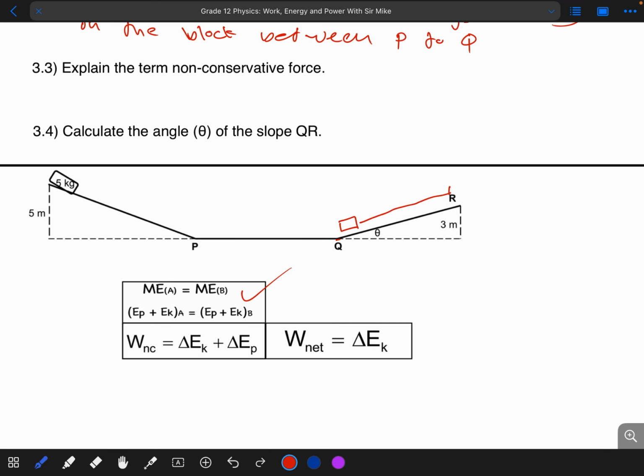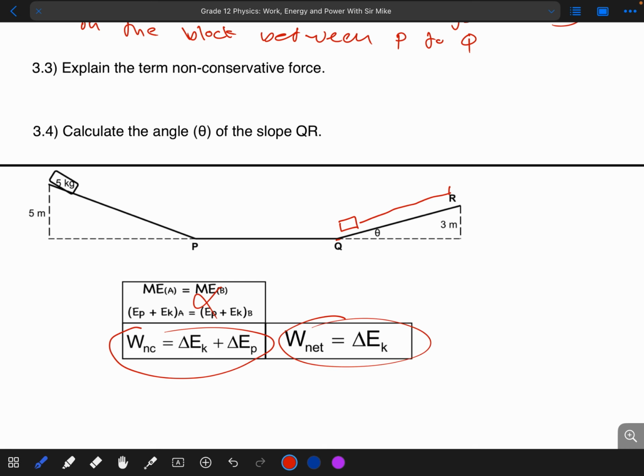But in this case we cannot actually use this principle there. Why? Because between points Q and R we have a non-conservative force. As soon as we have non-conservative forces, we cannot use conservation of mechanical energy there. But in this case the only two equations that we are now left with would be these two.